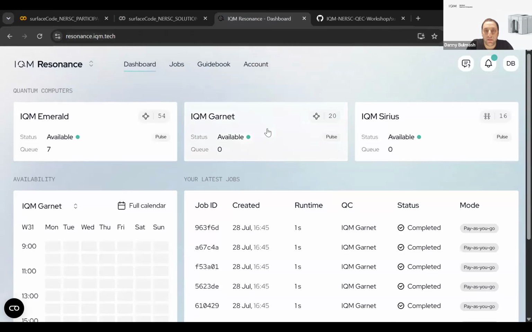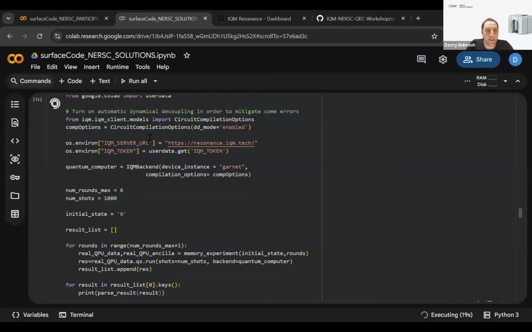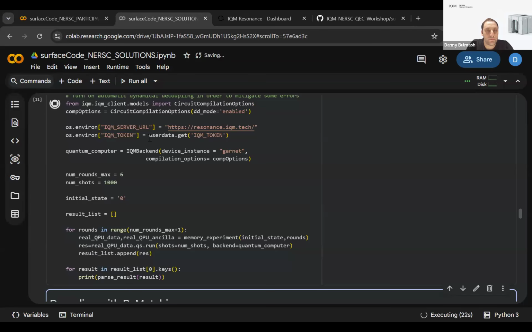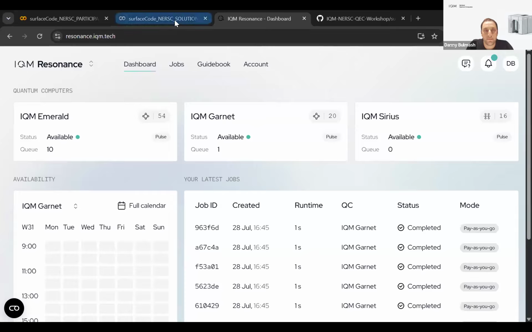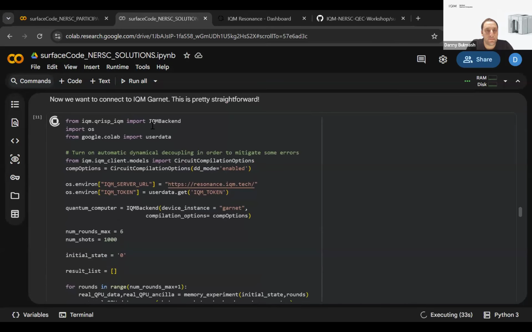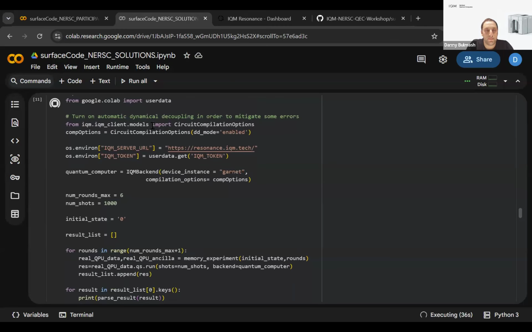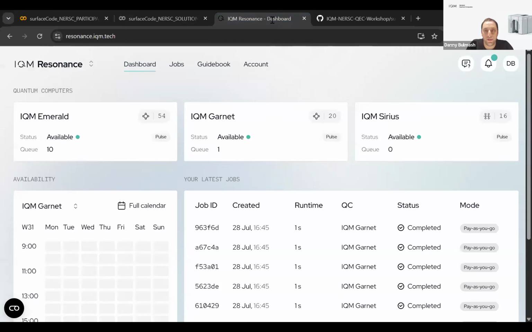Actually, let me check the queue on Garnet right now. Oops. It's taking a little bit of time to connect, I think. I think something's just running a little bit slow in here. I'm not sure what it is. It's not the quantum computer. The quantum computer hasn't found out that we sent anything yet, because I would have a job that shows up here.